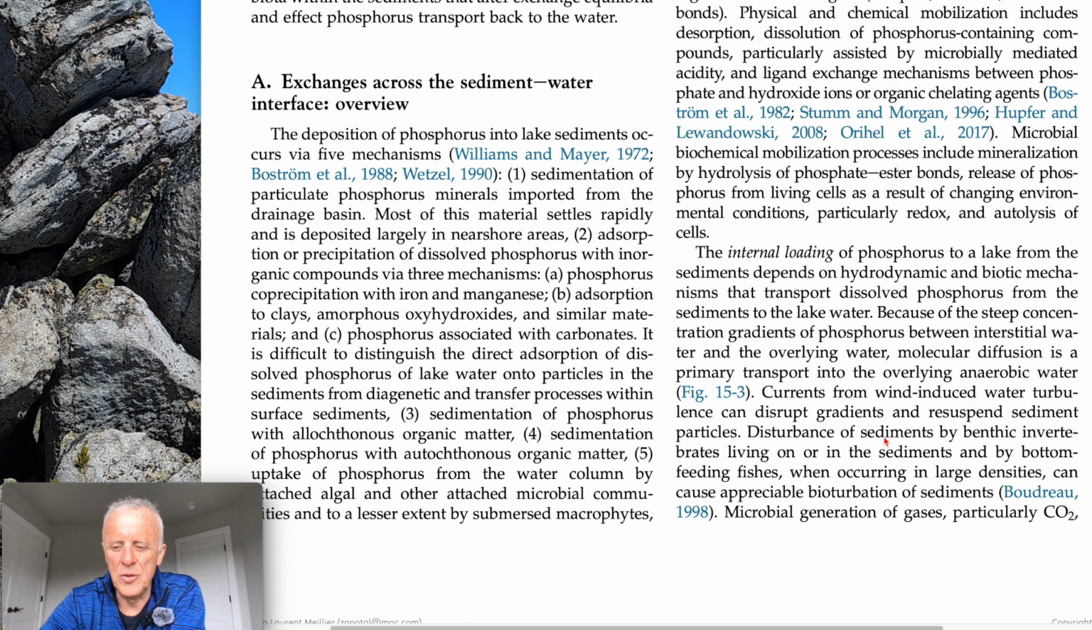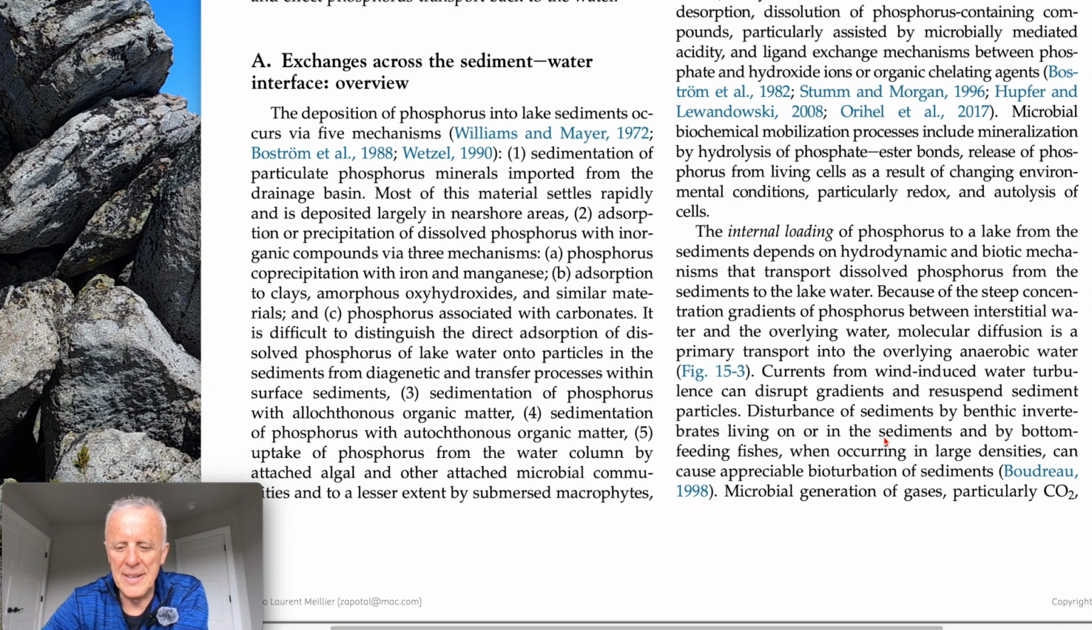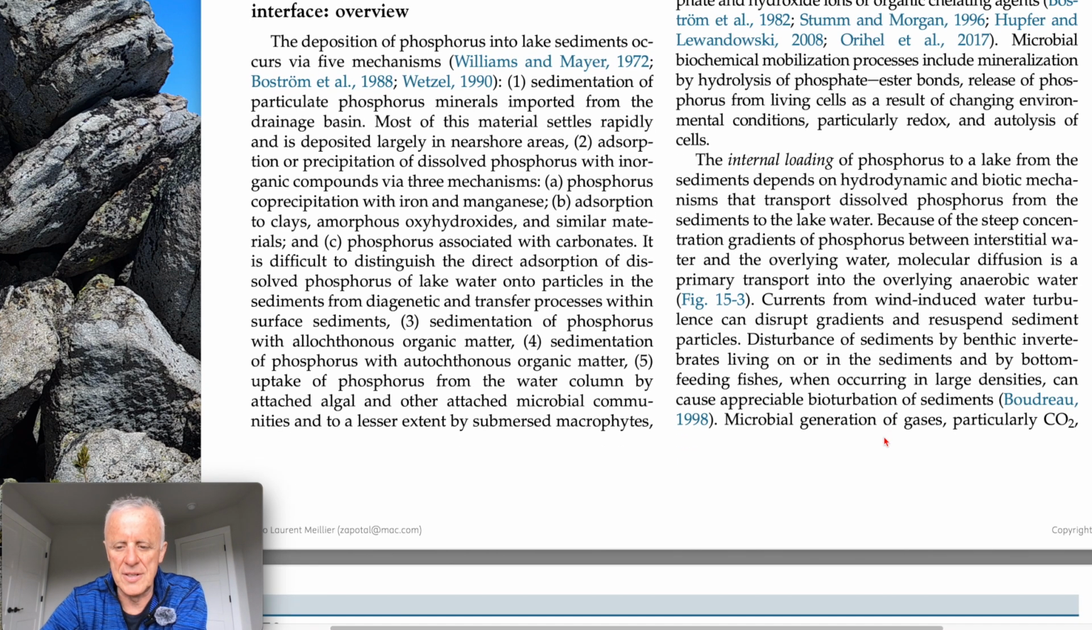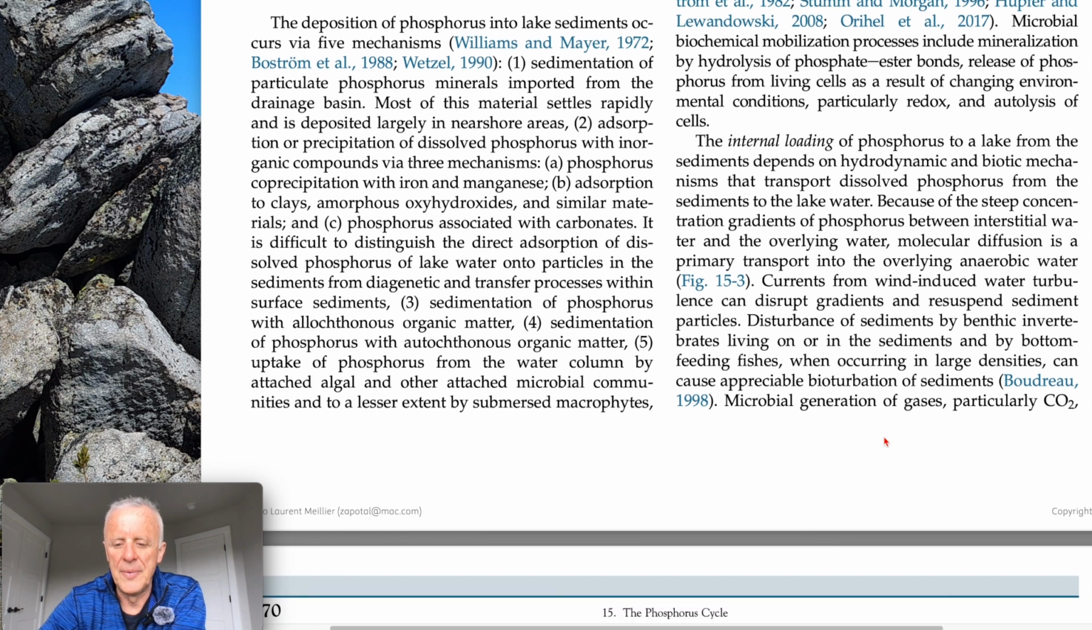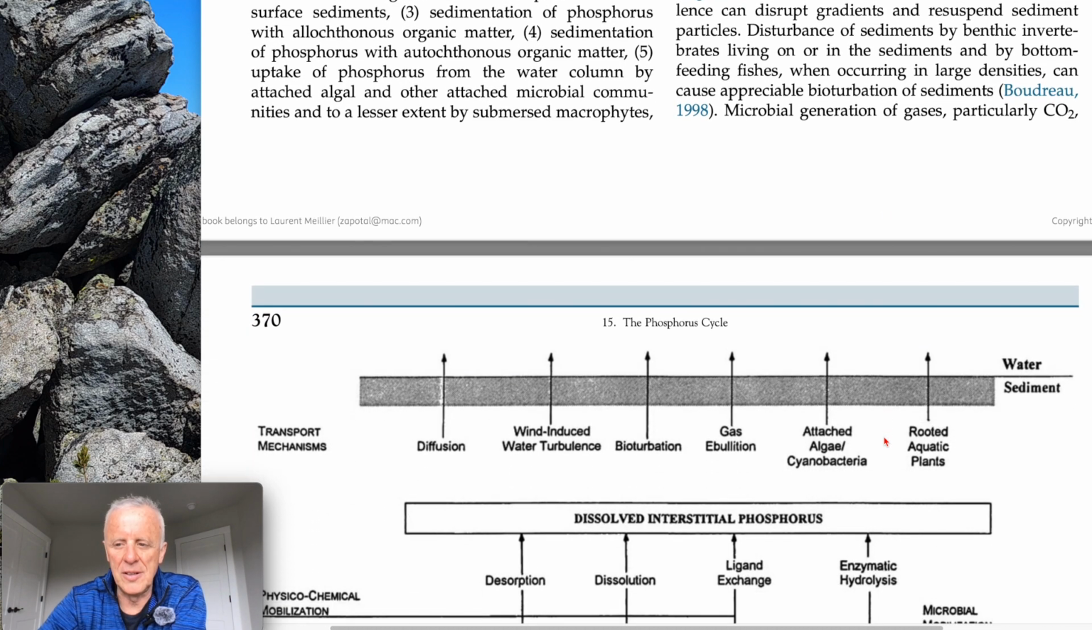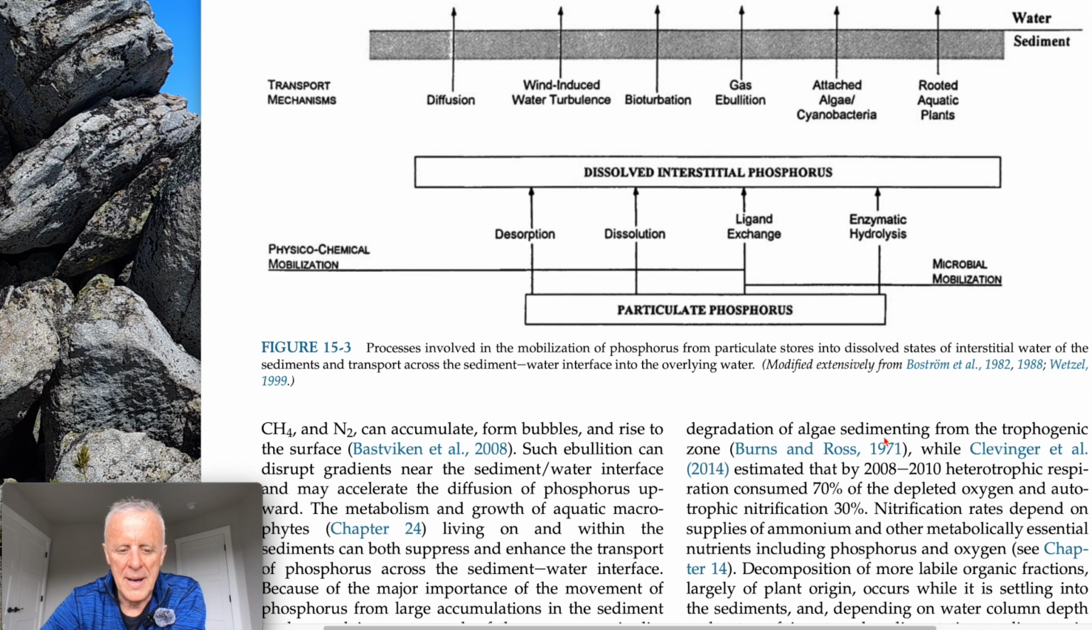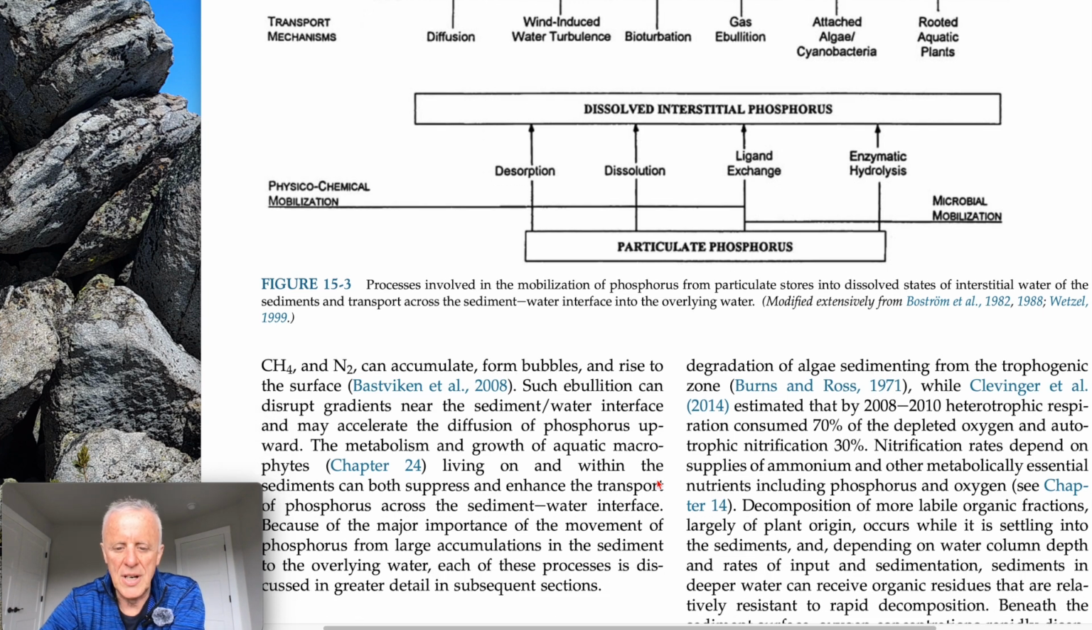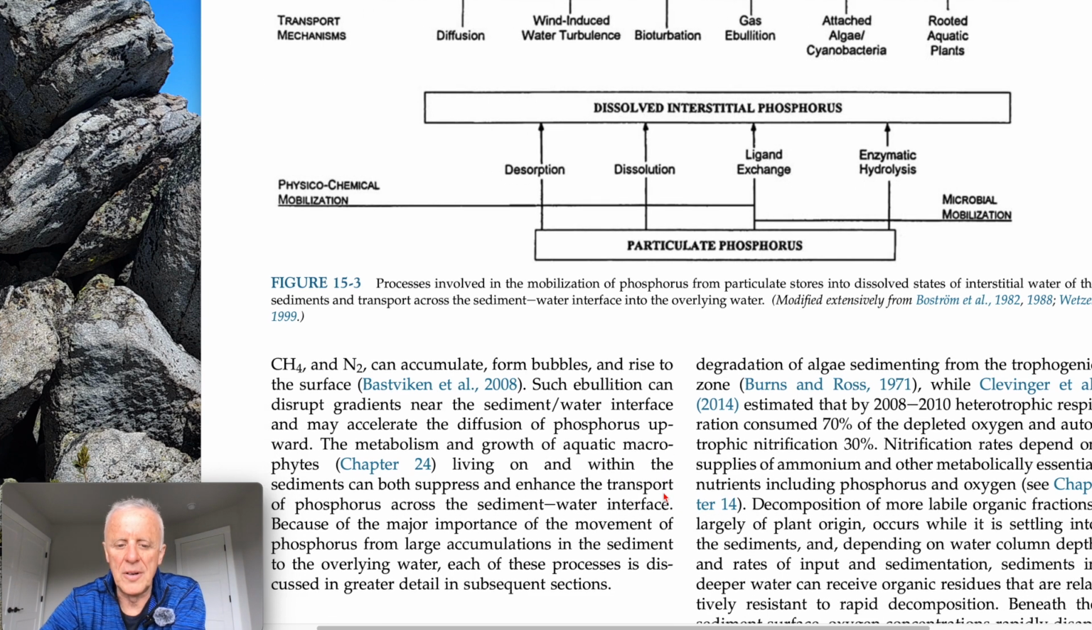Currents from wind-induced water turbulence can disrupt gradients and resuspend sediment particles. Disturbance of sediments by benthic invertebrates living on or in the sediments, and by bottom-feeding fishes when occurring in large quantities, can cause appreciable bioturbation of sediments. Microbial generation of gases, particularly carbon dioxide, methane, and nitrogen, can accumulate as bubbles and rise to the surface. Such ebullition can disrupt gradients near the sediment-water interface and may accelerate the diffusion of phosphorus upward.